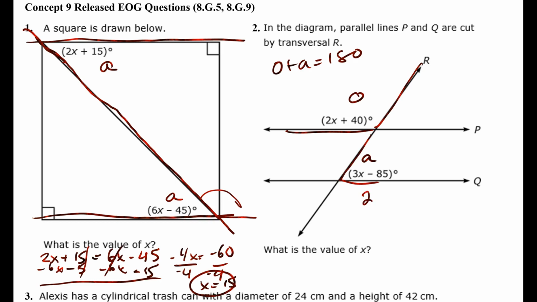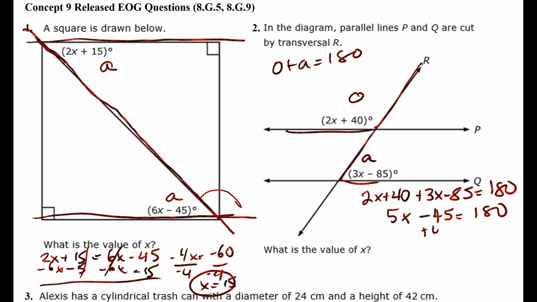So we have 2x plus 40 plus 3x minus 85 is equal to 180, because we know O plus A gives me 180. Combine like terms, we get 5x minus 45 is equal to 180. We add 45 to both sides. We get 5x is equal to 225. Divide by 5, we get x to be 45.